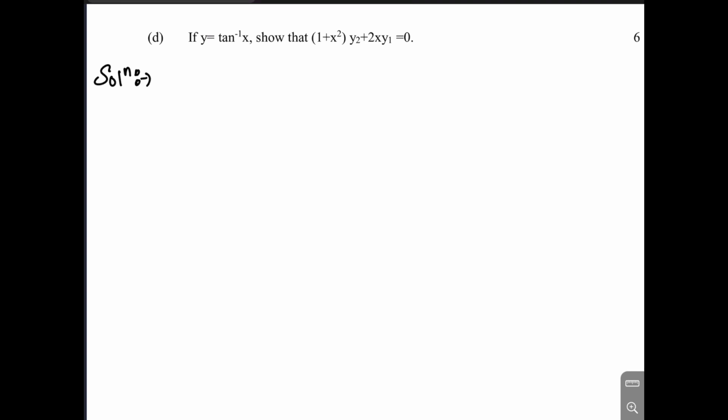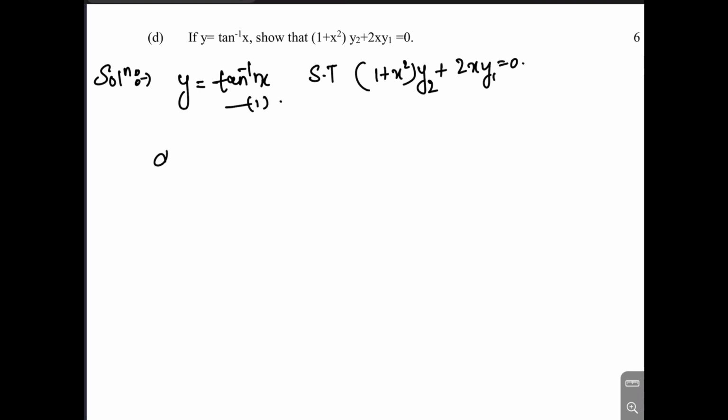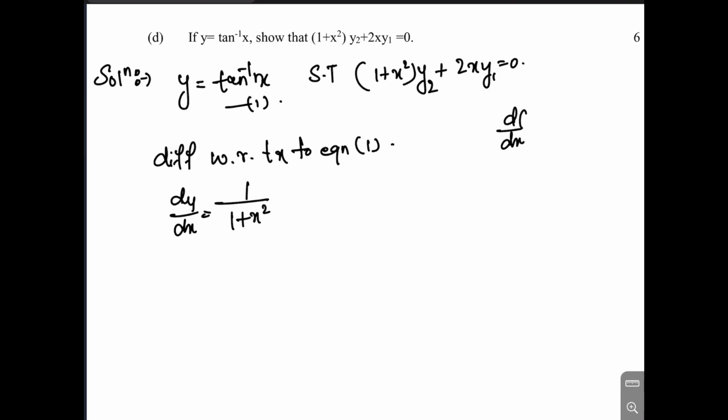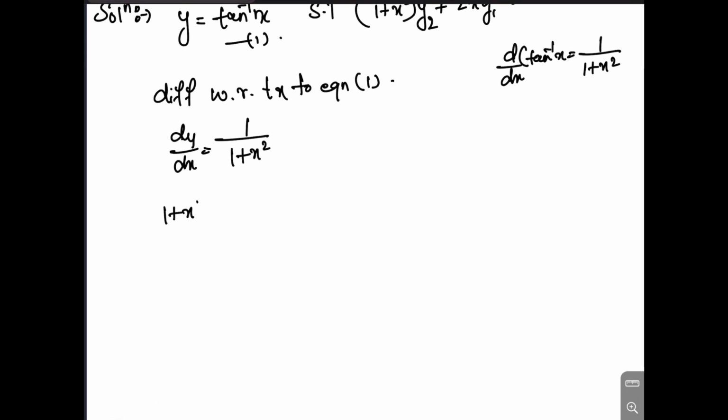Next problem. y equals tan inverse x. Here we need to show (1 plus x²) y2 plus 2x y1 equals 0. Let me consider equation 1 here. Differentiating equation 1 with respect to x, dy by dx: the differentiation of tan inverse x gives 1 by 1 plus x square. So this equation can be further rewritten as (1 plus x²) dy by dx equals 1.